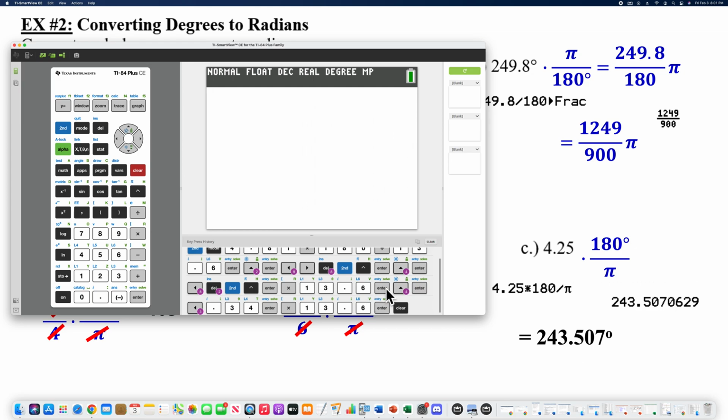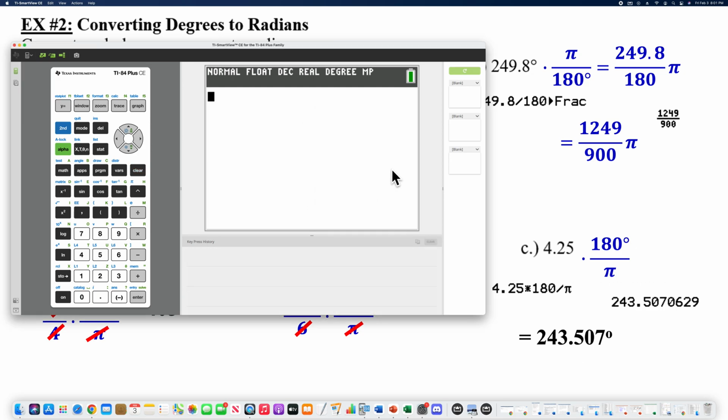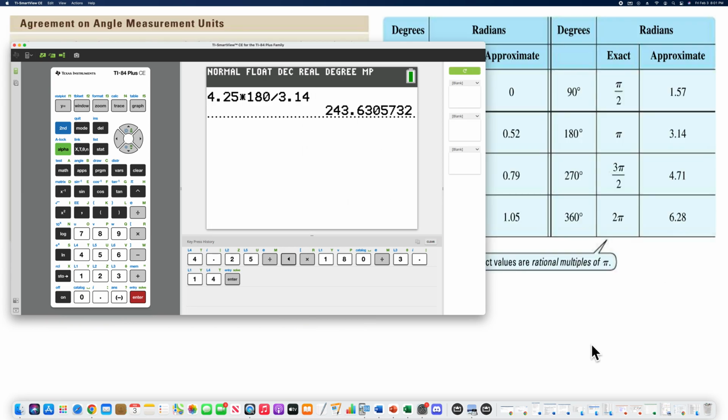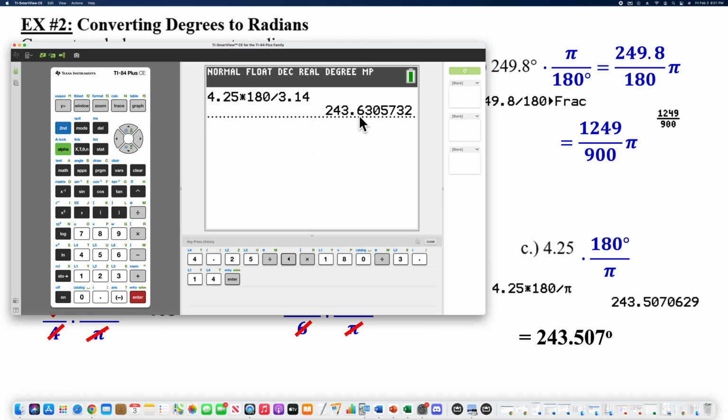So if I type in, let me clear out all those buttons down there so that doesn't confuse you. If I type in 4.25 times, whoops, not times, I'll divide, I mean times 180, but now I divide by 3.14 because that's what the directions told me to do. Notice that there's a difference in my degrees in the first and second decimal place value. 5076305. So that would be a different answer.